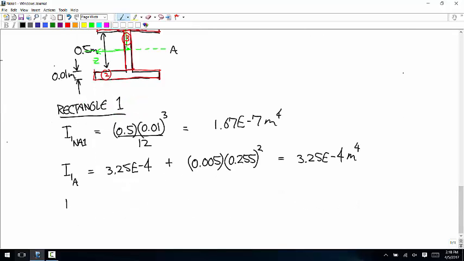Rectangle 2 is going to be exactly the same. Can you see how that works? But the story is still the same. The contribution to the moment of inertia of the shape itself is very small. Almost the entire contribution just comes from moving that shape far from the overall neutral axis.